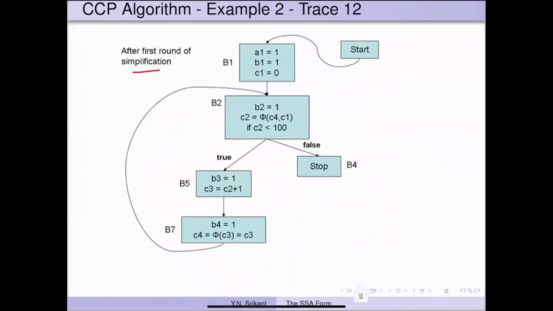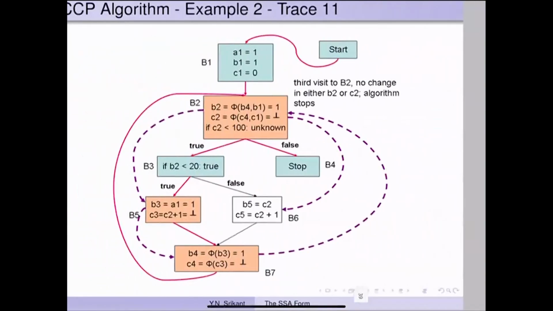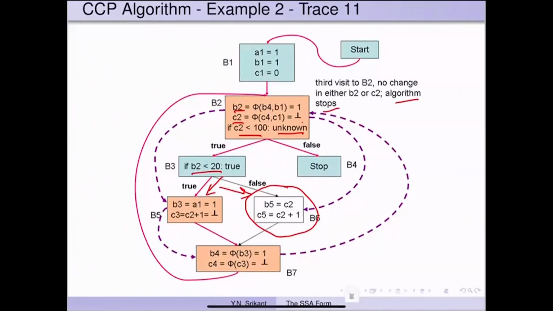Now we do a bit of simplification. We get this flow graph. Don't take this very seriously. Now we can do more simplification, elimination of dead code, elimination of trivial phi function, copy propagation, etc. You get a very simple flow graph. This is semantically equivalent to the original flow graph that I showed. It is equivalent, but it is a much simpler flow graph. And all this happened, rather enabled, by conditional constant propagation.